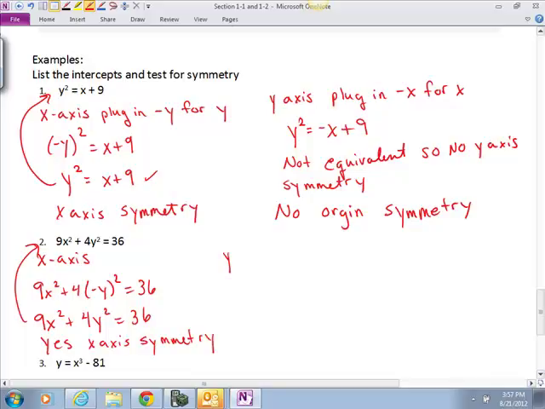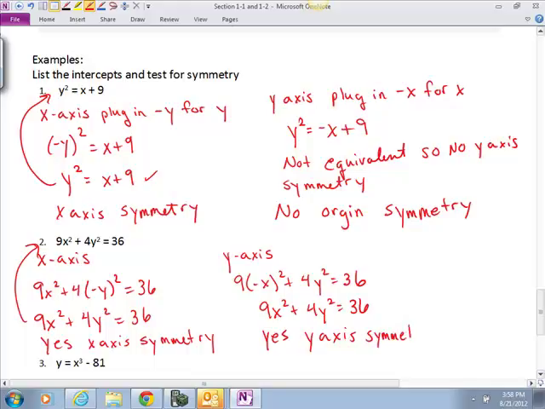Let's try y-axis. Okay, with y-axis, you're going to replace x with negative x. So you're going to do 9 times negative x squared plus 4y squared equals 36. And you should be saying to yourself, hey, that looks a lot like the x-axis one, except it's the x instead of the y. Negative x, when you square it, is the same as x squared. So this is 9x squared plus 4y squared equals 36. And so you have yes to y-axis.